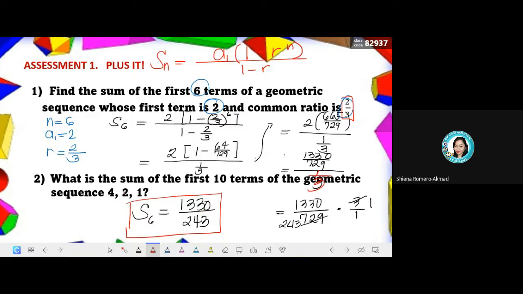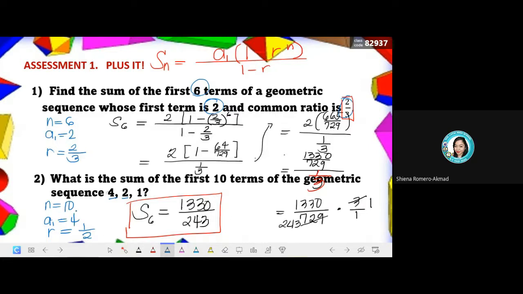Next, let us have number 2. Let's get the values first. The sum of the first 10 terms. So, n is 10. The sequence is 4, 2, 1. So, first term is 4. What is the ratio here? 4 became 2. The ratio is 1 half. Positive, since both are positive.